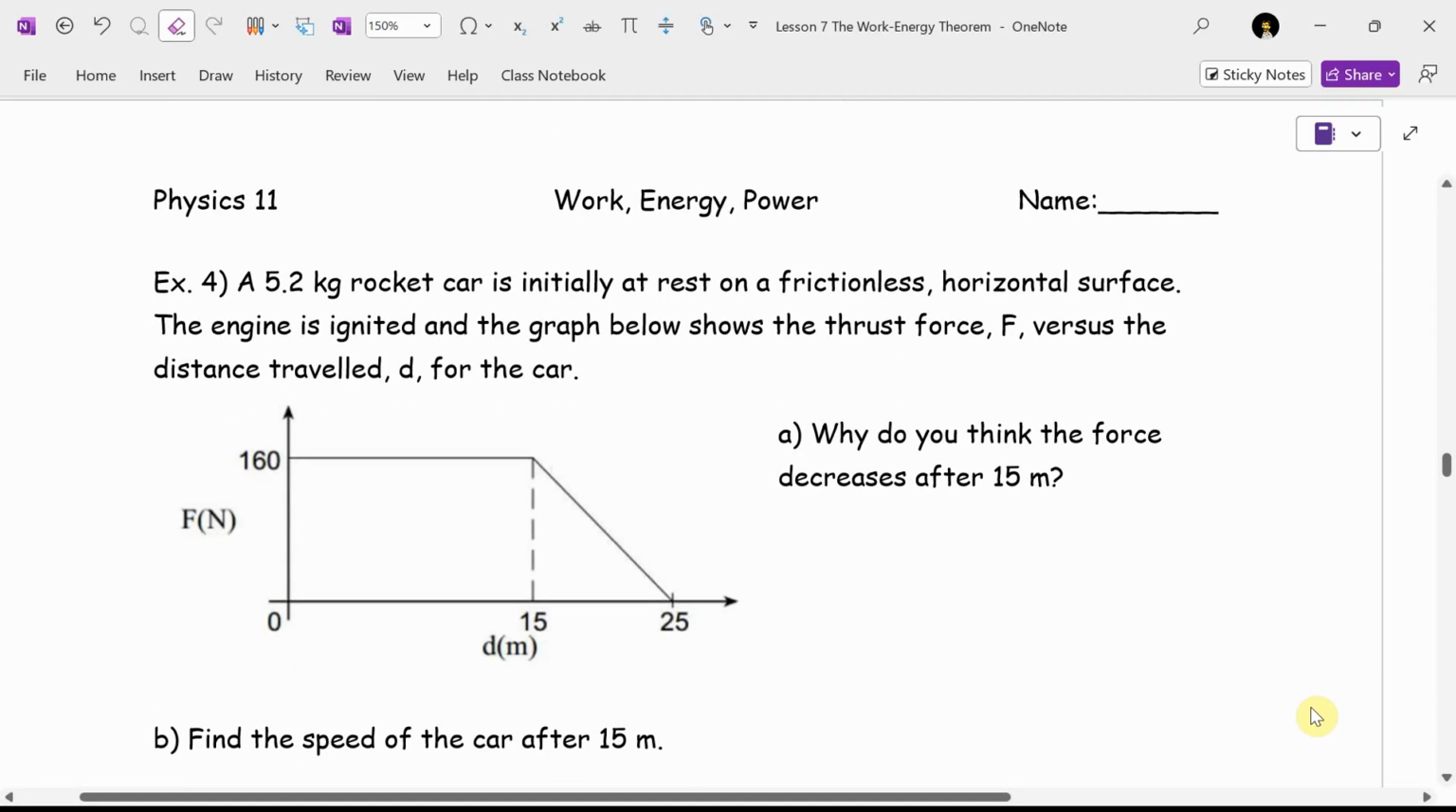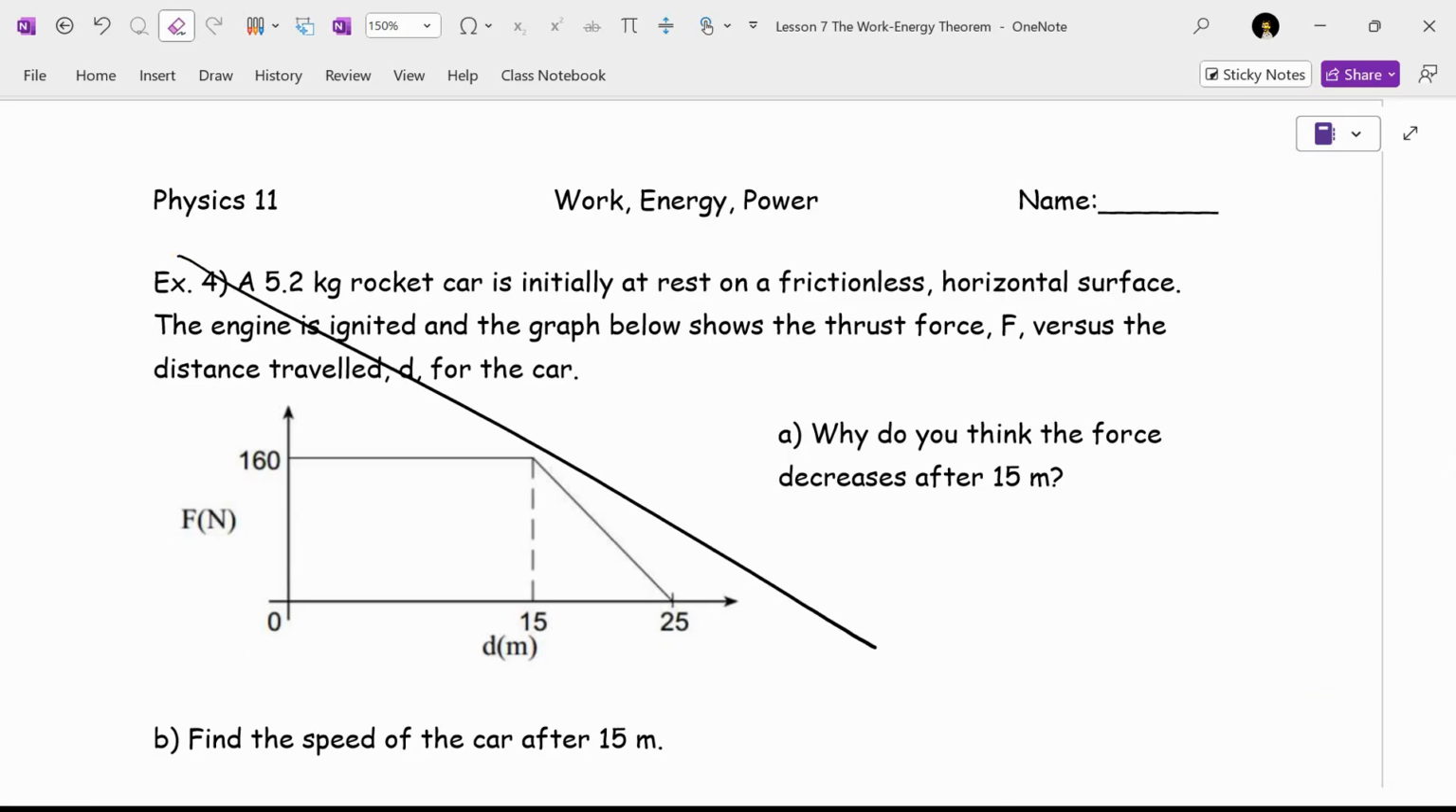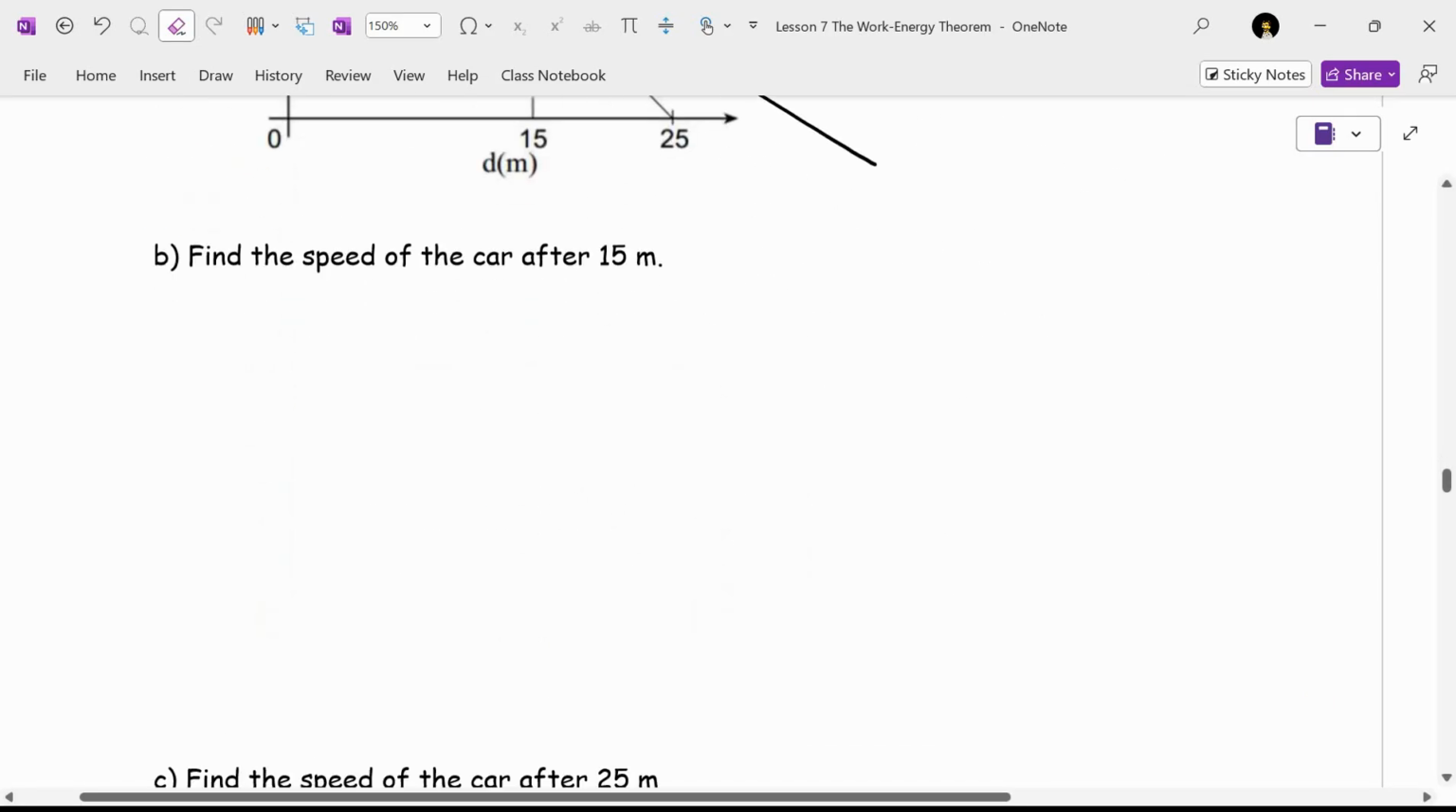I like the graph question. I'm going to skip the graph question. I'm going to do graphs next year.